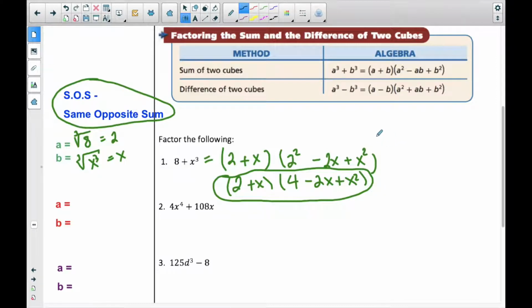Now, if you don't trust me, or maybe you don't trust yourself, like if you're on a quiz or a test and you want to check your answer, well, the way you can check it is just multiply it back out again.